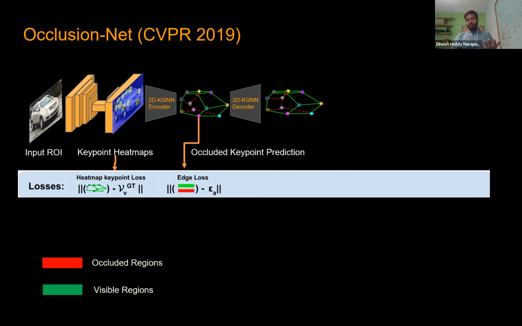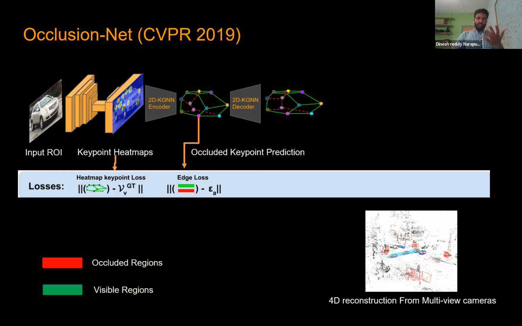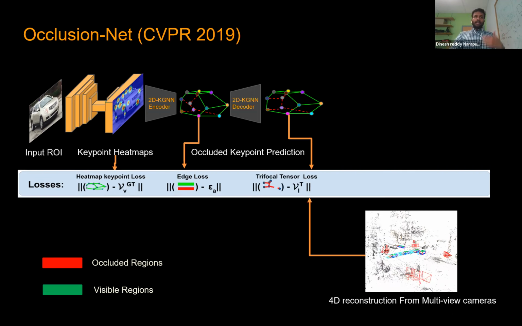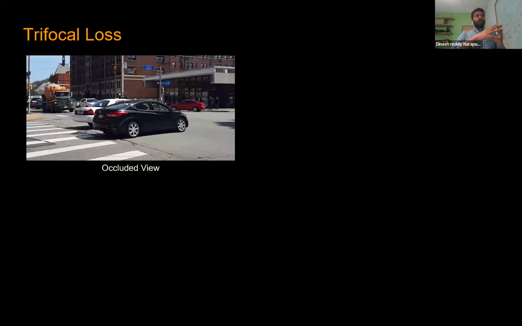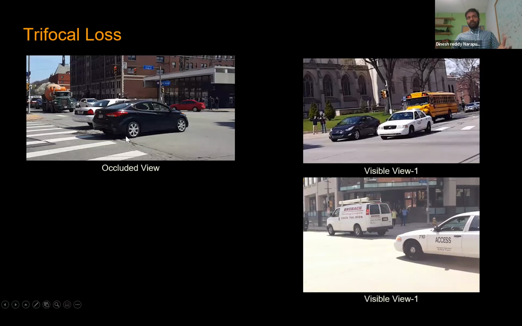But how do we get supervision for this? As I was saying earlier, it's hard to annotate. So we use our 4D reconstruction pipeline. Once we have this 4D reconstruction, we use what we call the trifocal tensor loss, where we have multi-view supervision. So how do we do it? You have this occluded view and you want to localize this white car's keypoints, but you have other views of the same car. Here you are seeing it from a different view and below another view of it. So you localize the wheel of the same car in these two views.